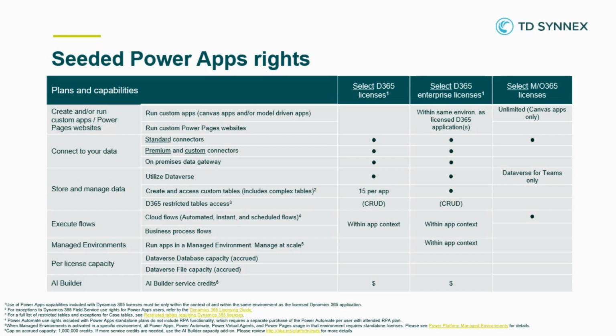You do also get some very limited Power Apps rights with certain Office 365 and Microsoft 365 licenses. And you can see from the table that you're only allowed to run Canvas apps using only the standard connectors. And this table showing the use rights is taken from the Power Apps licensing guide. And can I recommend that you reference this to see the detail associated with this information?